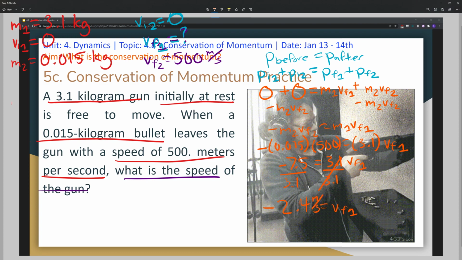Which makes sense because it should go in the other direction, right? The bullet is fired, it goes one direction, and then your gun has a recoil, and your gun travels in the other direction, right? It all makes sense.